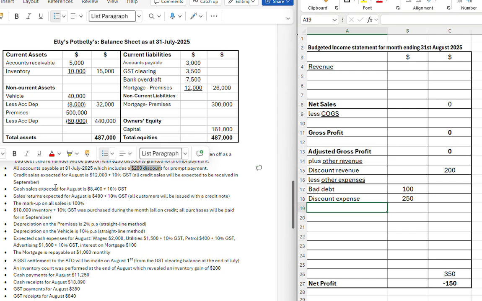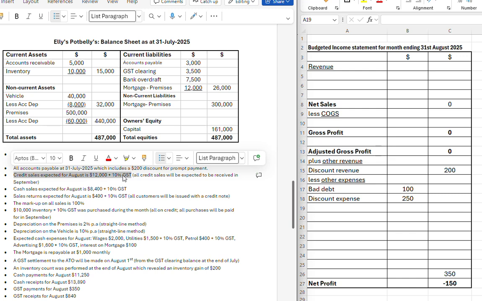Okay. Next one, credit sales. We're anticipating 12K for the month plus the GST. Ignore the GST, that has no impact on our revenue and expenses. That will impact the balance sheet in terms of the impact on accounts receivable and our GST clearing balance. We're just concerned with the revenue, which is the 12K. So that's trading revenue. That goes right up the top here. 12,000 in our revenue.